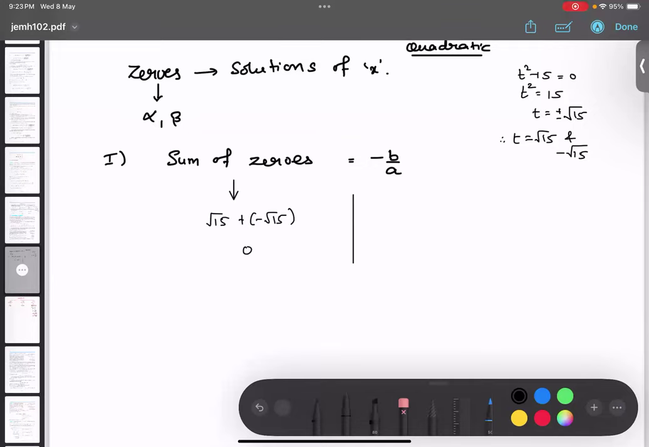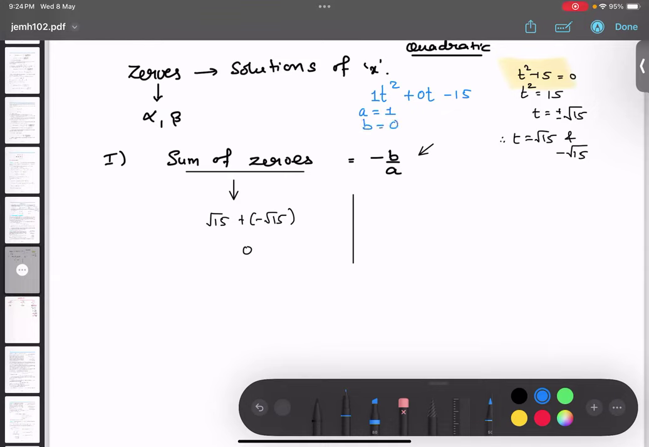So let's talk from the coefficient. This is from the zeros' perspective, and this is from the coefficient perspective. If I talk from the coefficient perspective, this was the question: t squared minus 15. If I write this in standard form, can I write it as t squared plus 0t minus 15? Can I write it like this? Yes. So what is my a in this question? 1? A is 1, right? Because the coefficient of t squared is 1. And what is b in this question?